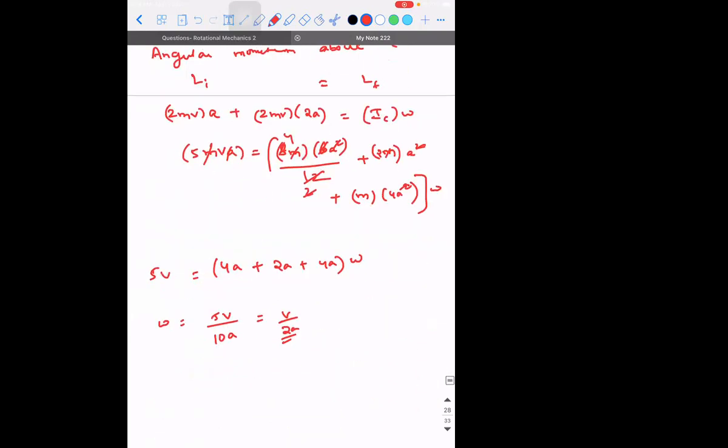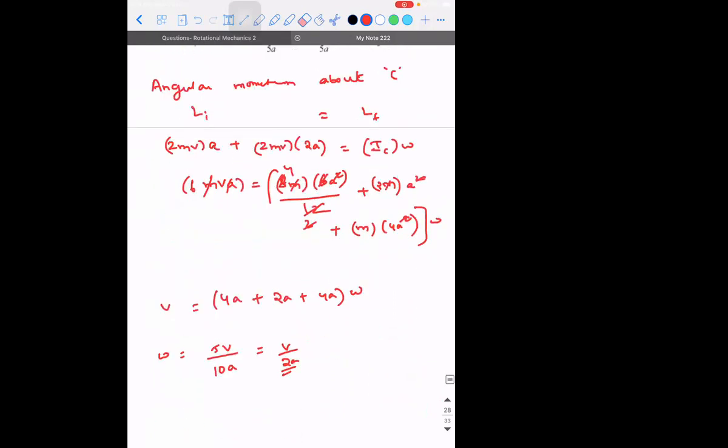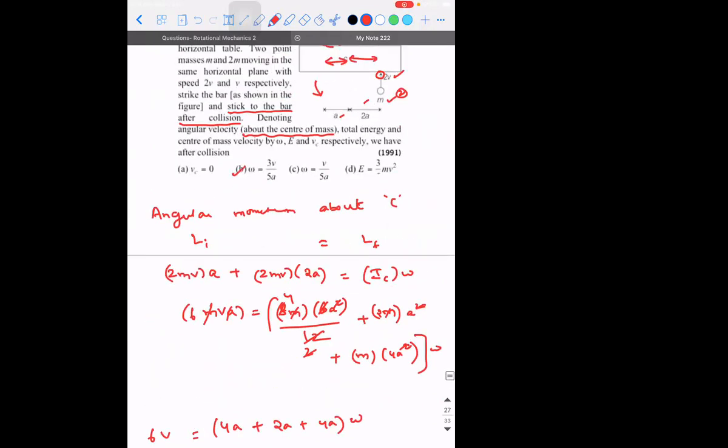Sir, LHS is having 6v, sir. Sorry. 6. Now is it fine? So if LHS is 6, then I should get 3 by 5. That is option B. So 6, that is 3v by 5a. Correct? So 3v by 5.